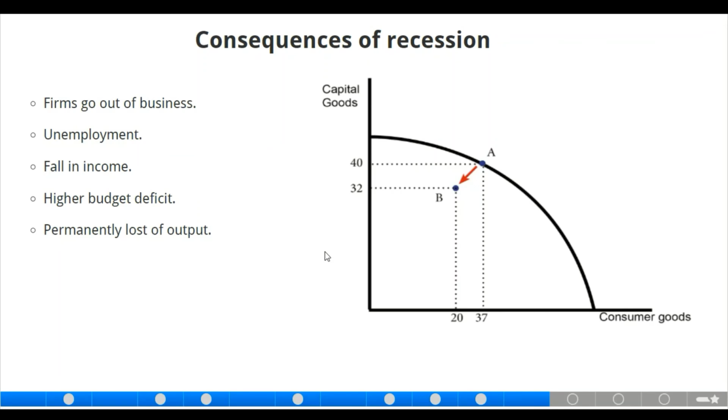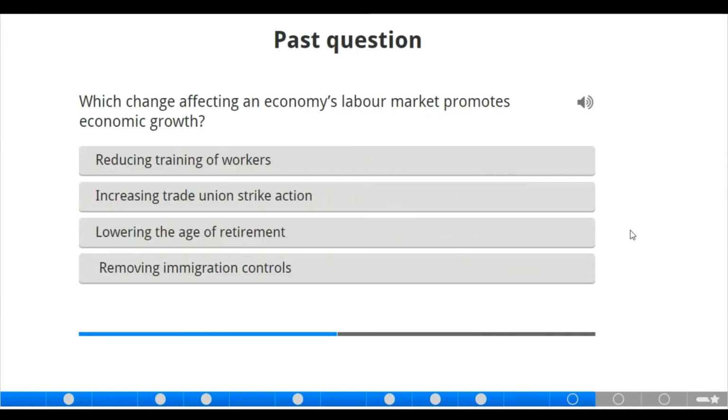Now here we show the consequences of recession on what? On a PPC. It shows that the consumer goods move inside, that is inward, to B when there is a recession. Now we move to the next slide. Moving to the next slide, we have a past question.